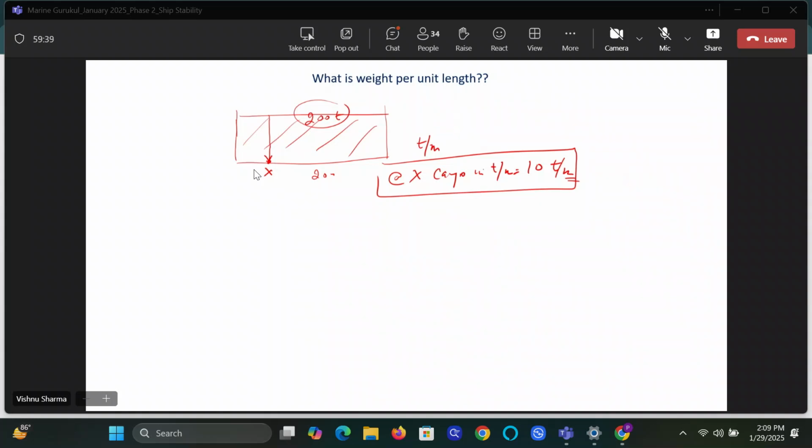Here you did not question me because it was a straight, simple, evident thing. You said, yeah, it is 200 divided by 20, 10 tons per meter, and you accepted and moved on. You did not challenge it. But my question is, is point X spanning over 1 meter? No. Is the weight of cargo at point X 10 tons? Definitely no. Then what is this 10 tons per meter at X? What does it actually mean?